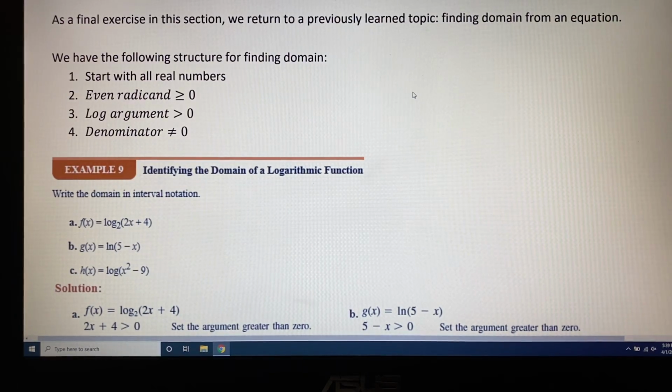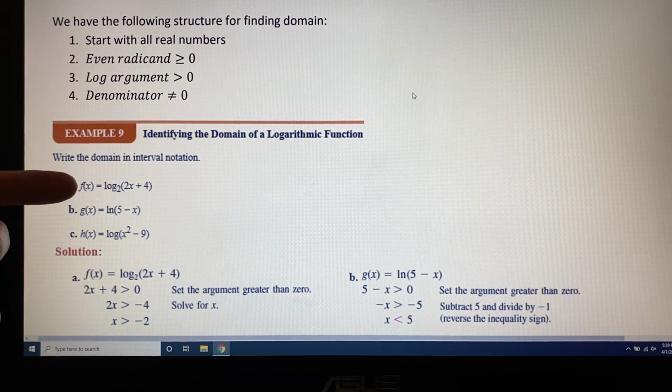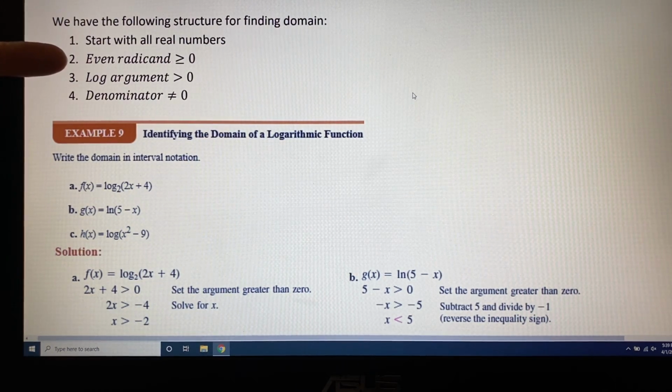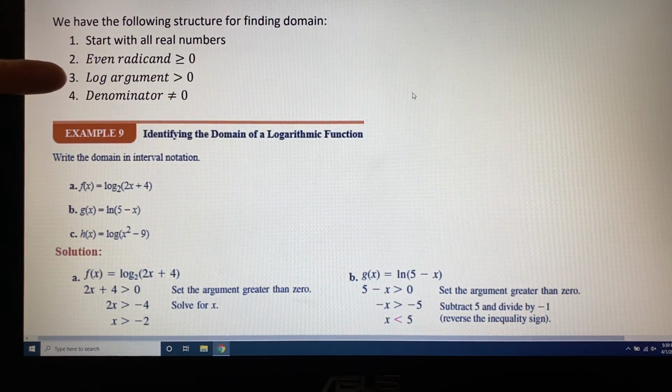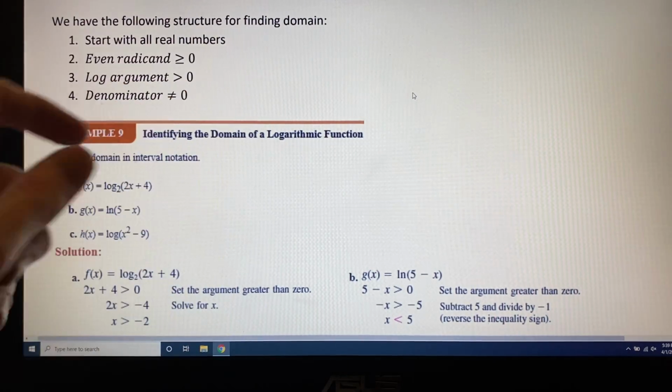Write the domain in interval notation. F of x equals log base 2 of the sum 2x plus 4. All right, we go through the 4 steps. We start with all real numbers. There are no even index radicals, so we skip step 2. There is a log argument for the first time. 2x plus 4 must be greater than 0.